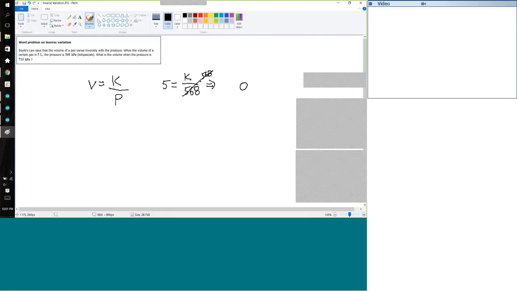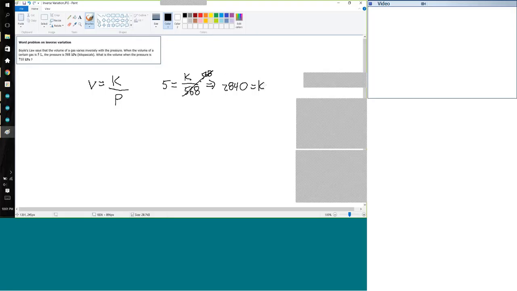So 5 times 8 is 40, carry the 4. 5 times 6 is 30. So 30 plus 4 is 34, carry the 3. 5 times 5 is 25, plus 3 will be 28. So K equals 2840.